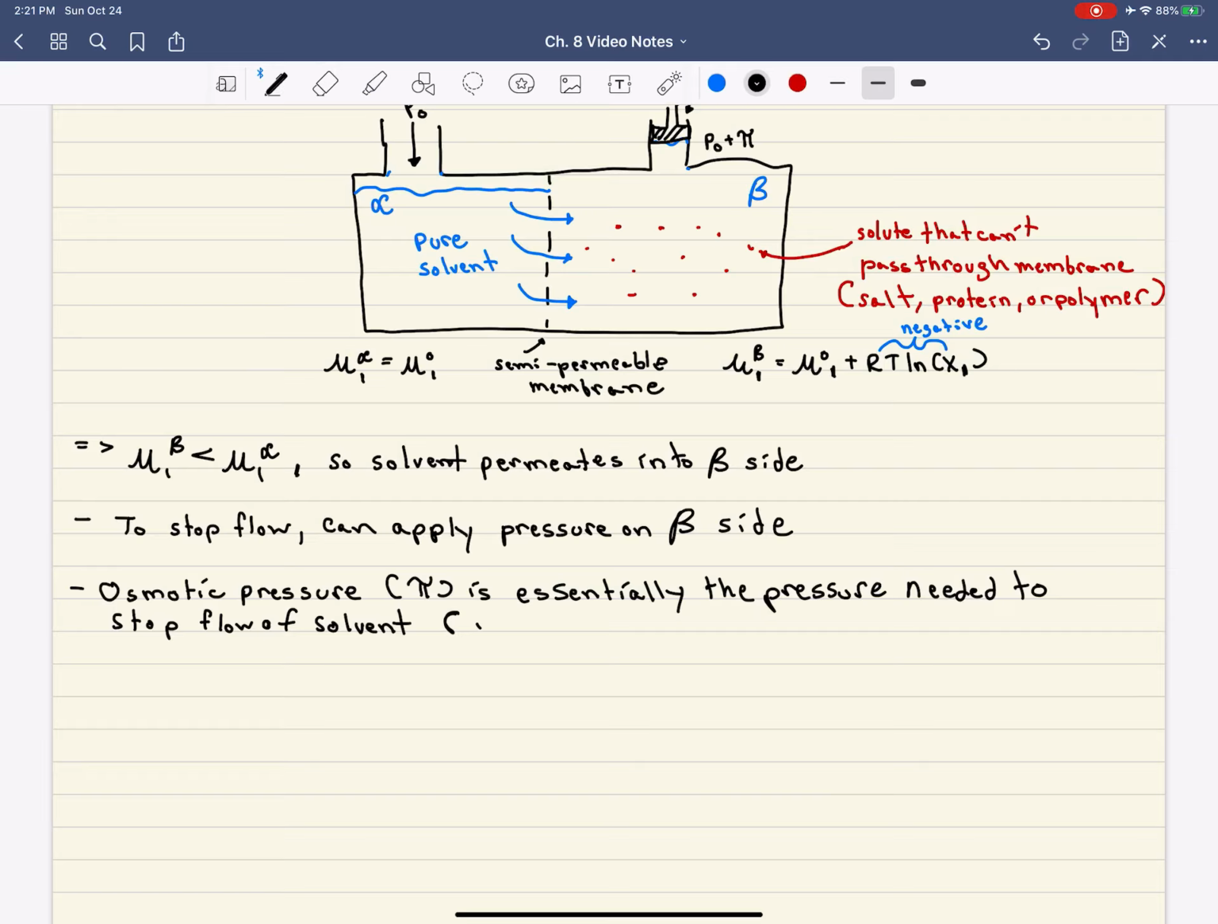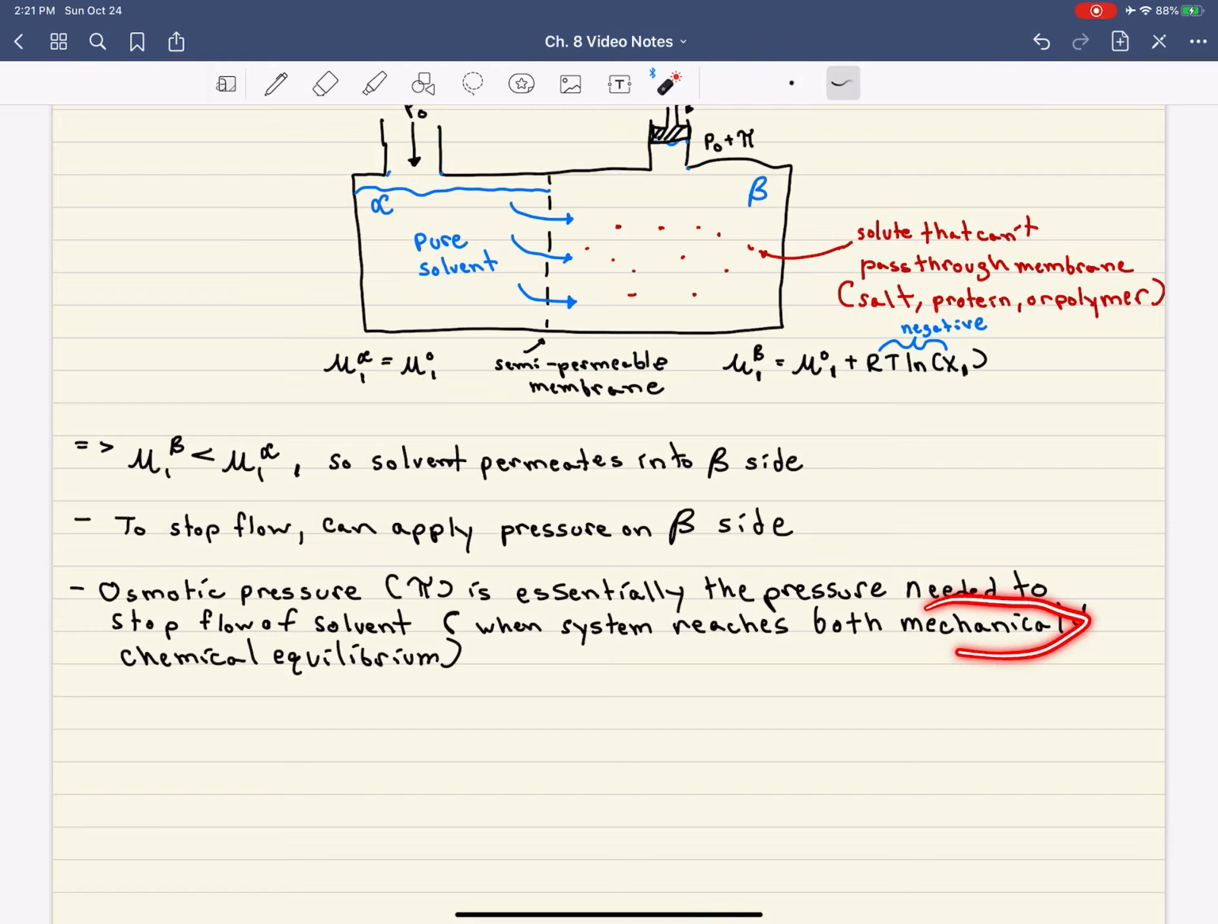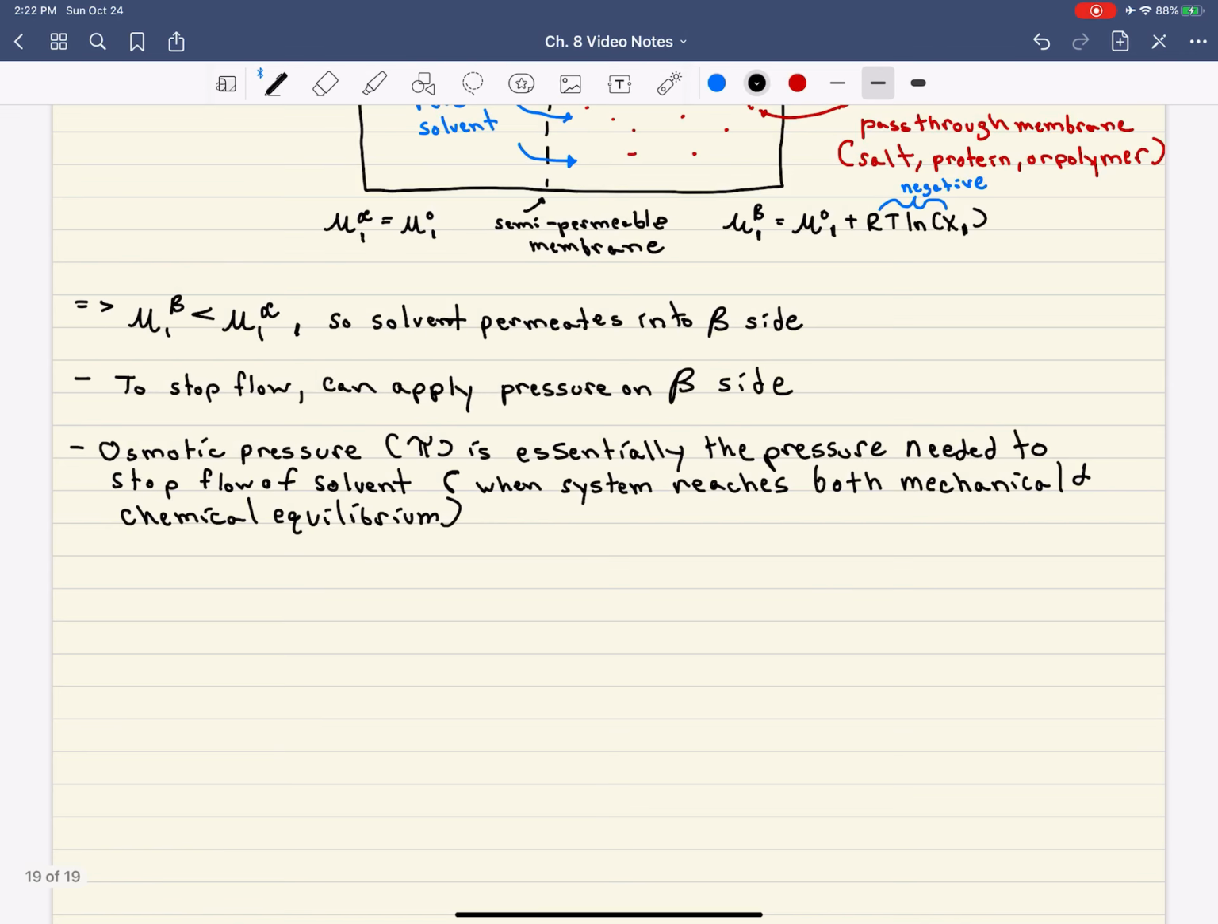Or another way to think of it, when the system reaches both mechanical and chemical equilibrium. Because remember, mechanical equilibrium is when the pressures on both sides are equal, and chemical equilibrium is when those chemical potentials on both sides are equal. Okay? Or another way to think of osmotic pressure is it's the thermodynamic drive to dilute the beta phase, to make it as close to pure solvent as it can be.